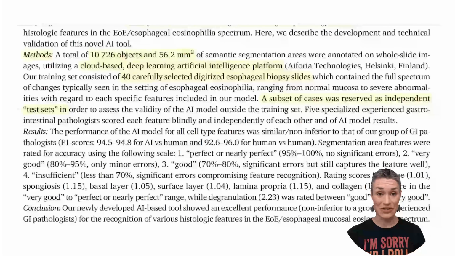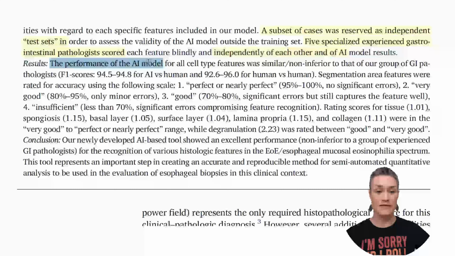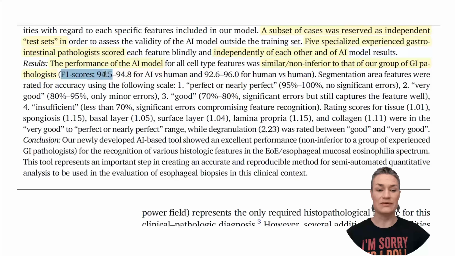And not only did we have the test set, there were also 5 specialized gastrointestinal pathologists who were scoring those images blindly, independently of each other and of the AI. And the performance of the AI model was similar or non-inferior to the GI pathologist. It was a pretty high F1 score, 94.5, 94.8 for AI versus human, and from 92.6 to 96, human versus human.